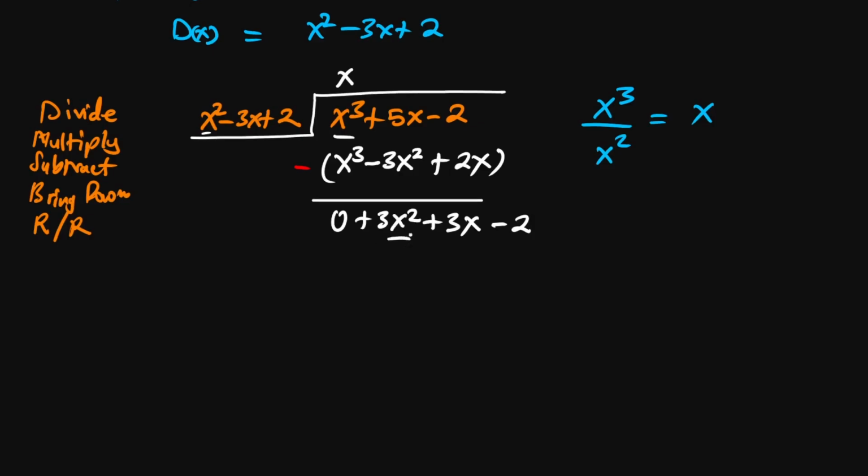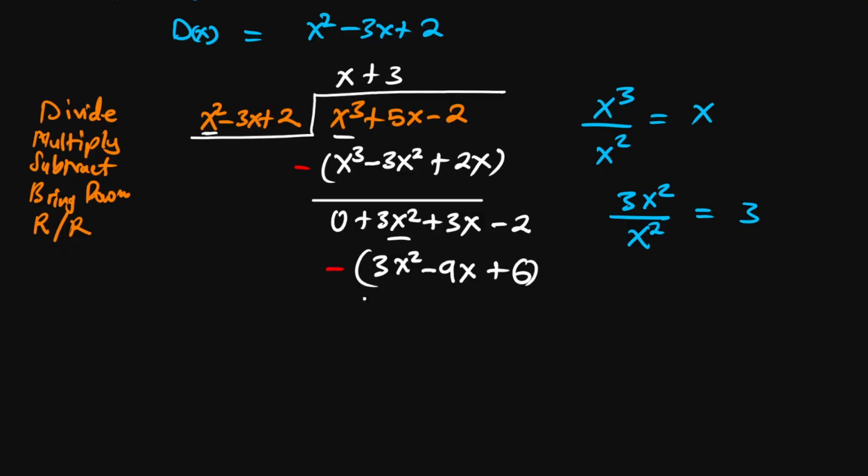Is the power of this greater or equal to the power of this? Yes, they are equal to each other. So we have the term in this, which is 3x squared, all over this term, which is x squared. This cancels with this, we remain with 3. We then write 3 in the quotient, positive 3. Then we proceed to multiplication. 3 times x squared, same as 3x squared. And 3 times negative 3x, we get negative 9x. And 3 times 2, we get positive 6.